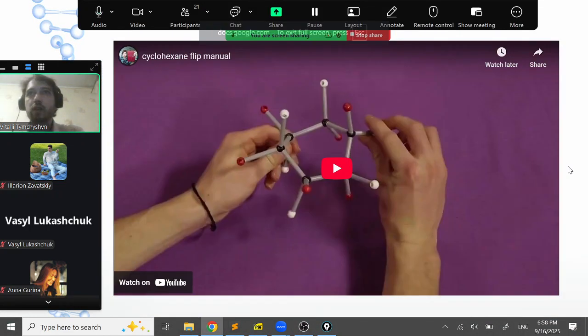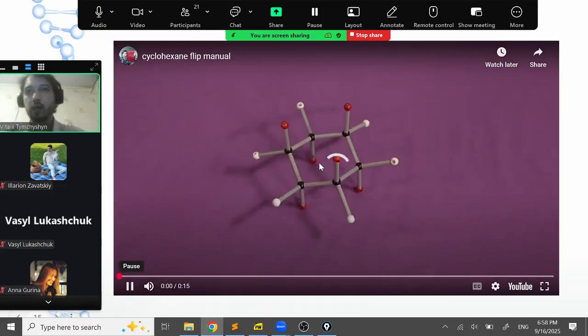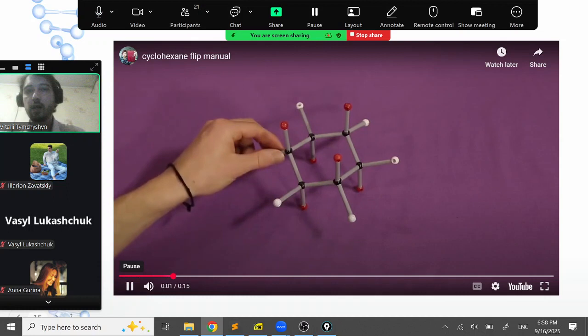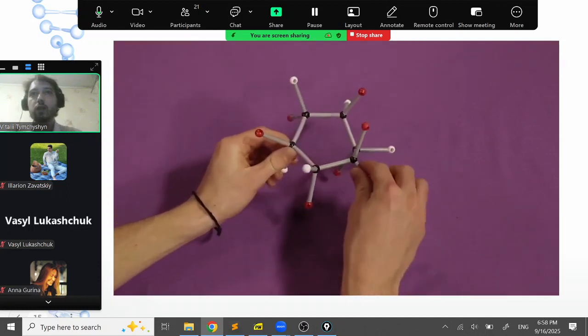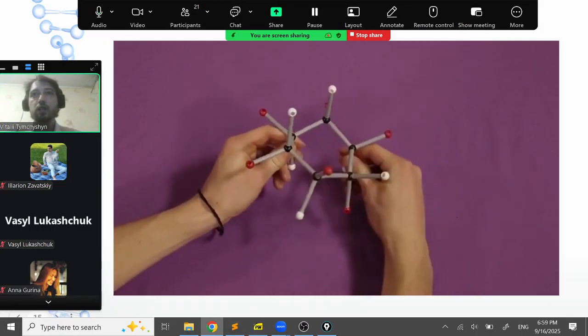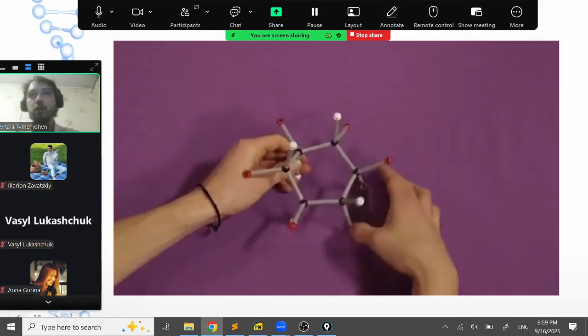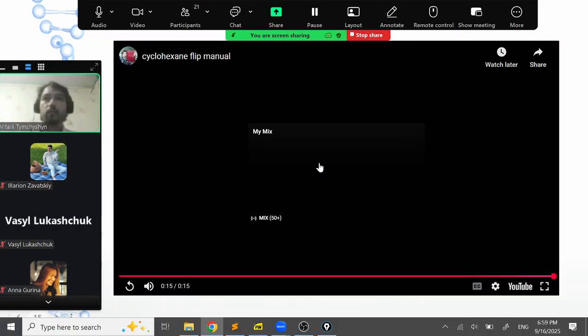Before we go to isomers, I'll show you one more nice video of changing conformation of the cyclohexane, and we will move further. So once again, you see axial and equatorial hydrogens, and here you see how to rotate these bonds to get from one conformation to another. Good.